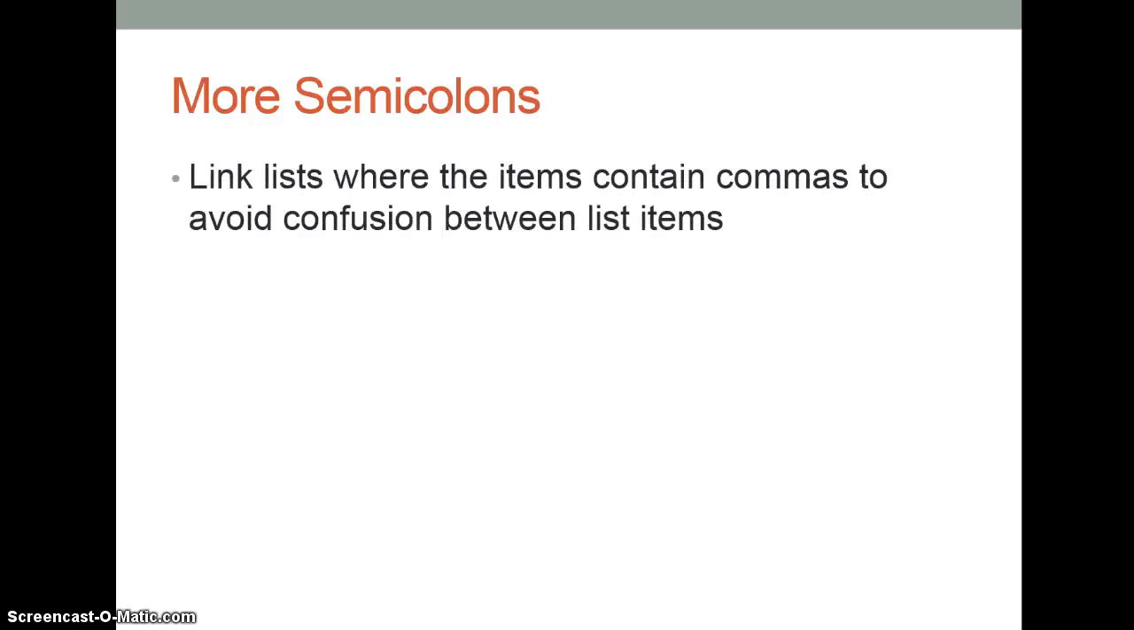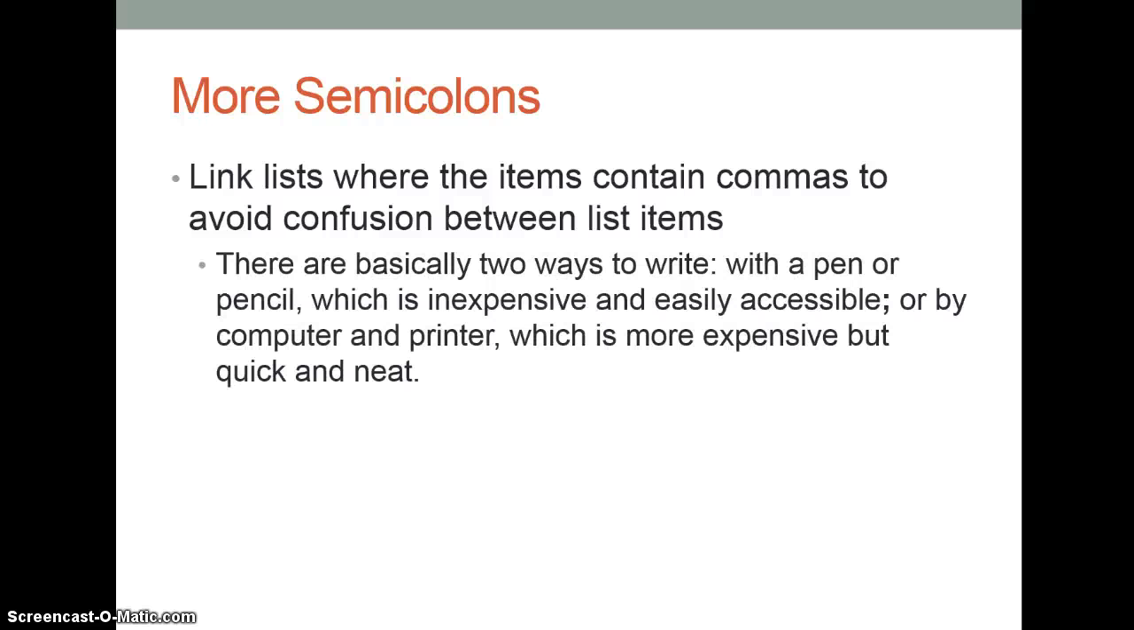More use of semicolons here, where you want to link lists where the items contain commas, to avoid confusion between lists, because you want to be quite sure where the list begins and ends and where there's a comma, so we're trying to break up the list. So there are basically two ways to write: with a pen or pencil, which is inexpensive and easily accessible; or by a computer and printer, which is more expensive but quick and neat. Okay, so we started off here with the colon to indicate that we're now going to have a list of some sort, and then we're breaking it up here. That's the first part of it, and then we're breaking it up with the semicolon, and then onto the second bit.